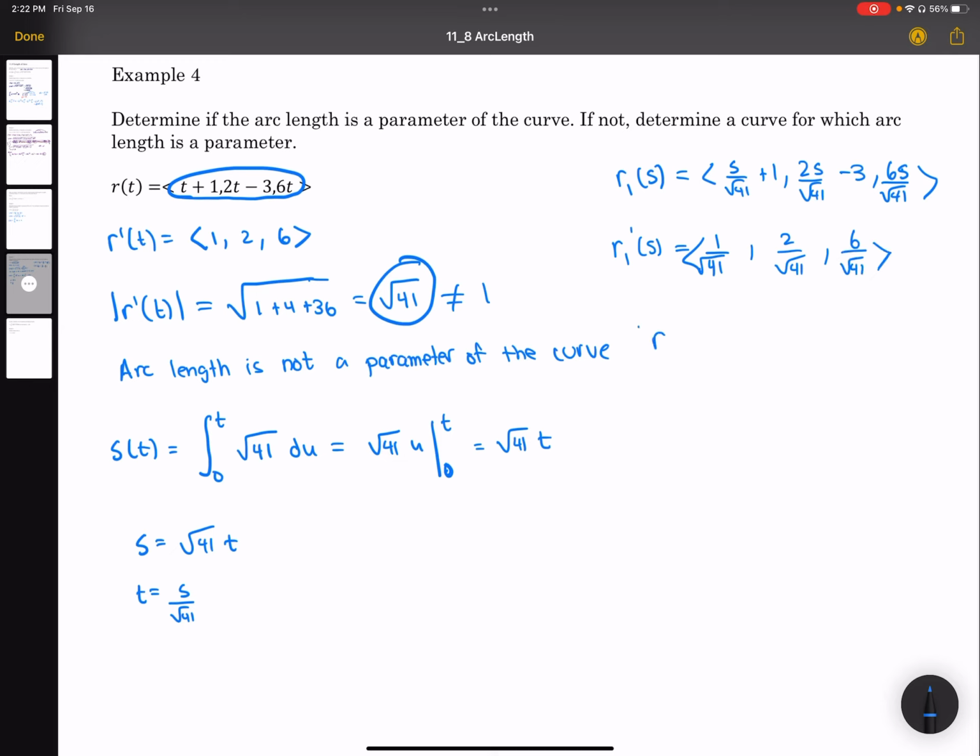Now if we find the magnitude of this vector, we're going to get, hold on a moment, that should be a square root. We're going to get the square root of, all right, 1 over square root 41 squared is 1 over 41. 2 over square root 41 squared is going to be 4 over 41. And 6 over root 41 squared is going to be 36 over 41. And so it's going to be 41 over 41. It's the square root of 1. So this function allows us to make the arc length be a parameter. So what that means is that if you took this function and just substituted in some value of s, what you would get is the arc length of that curve. But you have to find the derivative and anti-derivative first.